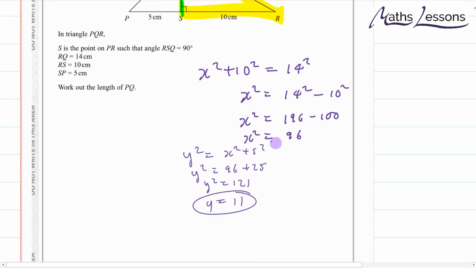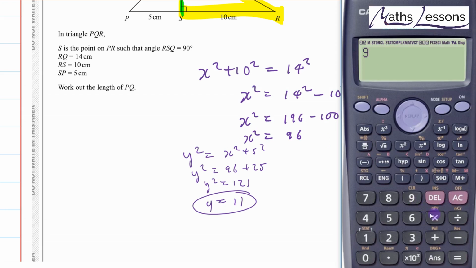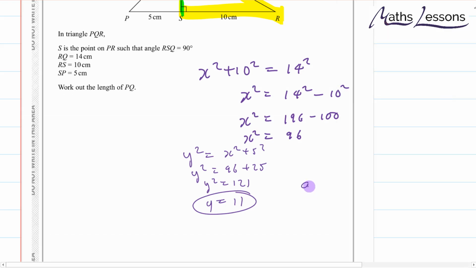Now, a lot of people worked this out on their calculator. So if you put this into your calculator, you've got 96. Actually, I want to square root it first. Square root of 96, and they got 9.79. Then they rounded it to something like 9.8.